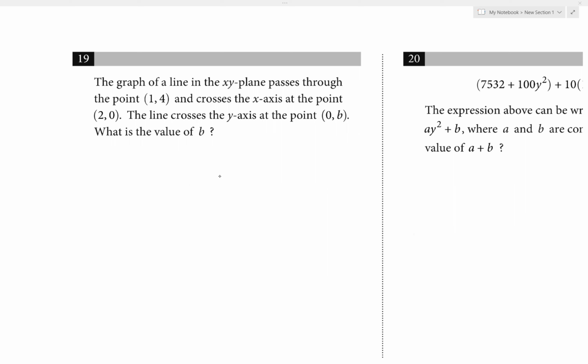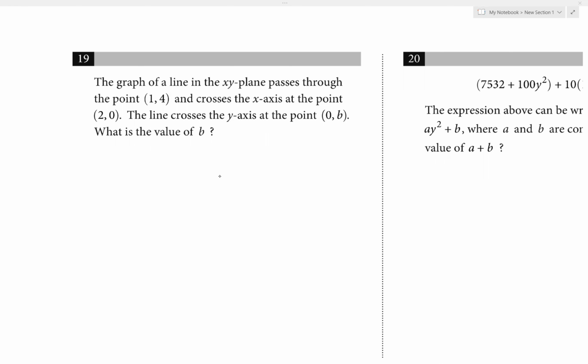Okay, so this one we could do graphically. The numbers are not too big, right? We plot the point (1, 4) and plot the point (2, 0). We can see where the slope is, and then we can extend the line and figure out that (0, b) will be the y-intercept, because that's where it crosses the y-axis. So you could use a graph, and I think it can definitely work.